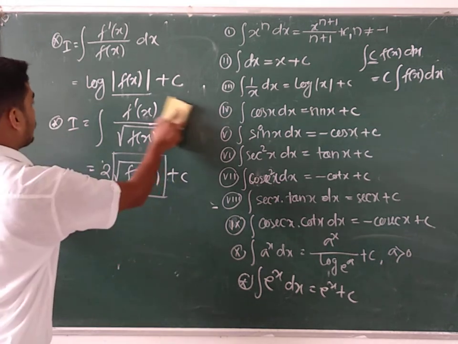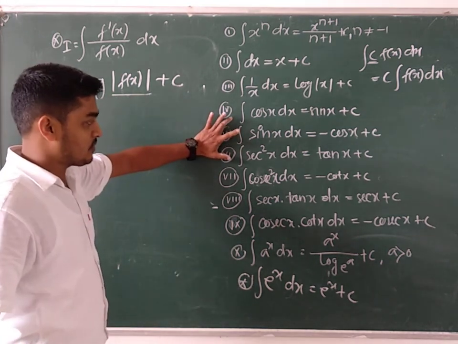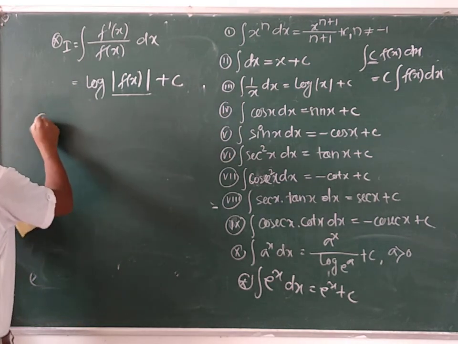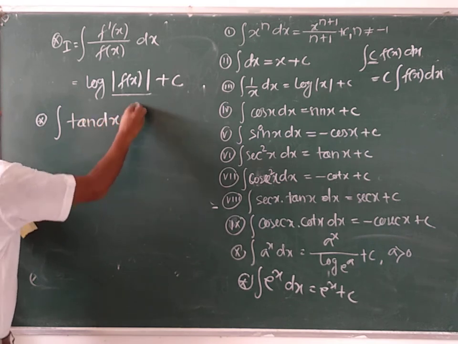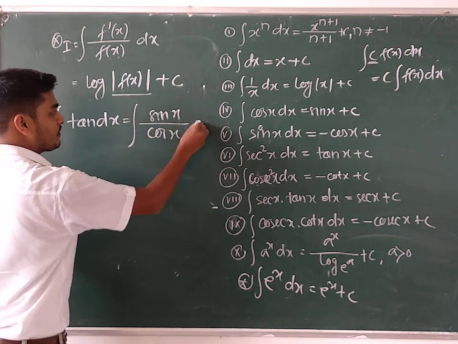Using this formula, now I am going to find out the integration of tan x. Already we have got the integration of sin x and cos x. Now I am going to find the integration of tan x. Suppose integration of tan x. Correct? This expression can be written as sin x by cos x. This one is a rational function.